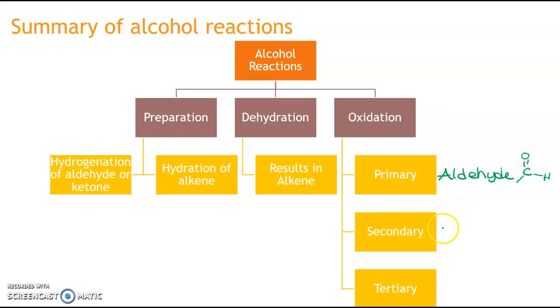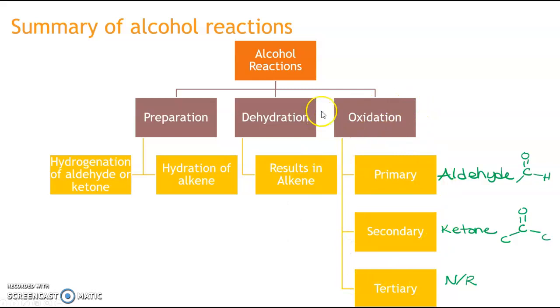If it's a secondary alcohol, we can make a ketone, which is very similar. It's a carbon double bonded to an oxygen, but we end up with a carbon group on either side, not a hydrogen. So some type of carbon group, some type of carbon group, could go on. And then if it's a tertiary, we actually get no reaction. So you can add the oxidizing agent, but nothing actually happens. So no reaction.